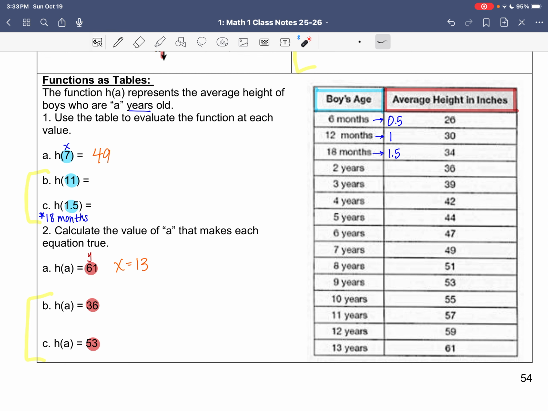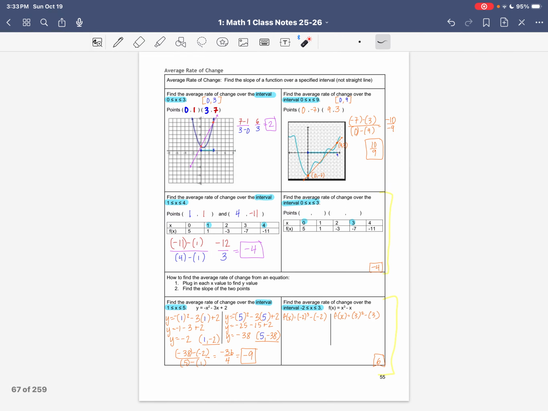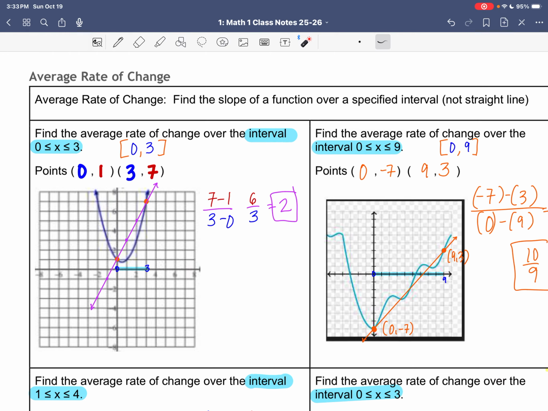All right, now we're going to work in reverse. We're going to calculate the value of a that makes it true. If we're looking at h of a, we're looking for x, and they gave us y. So we're going to look at 61, and 61 is related to 13, so x equals 13. Go through and try those by looking at the table, and we're going to get started with average rate of change.